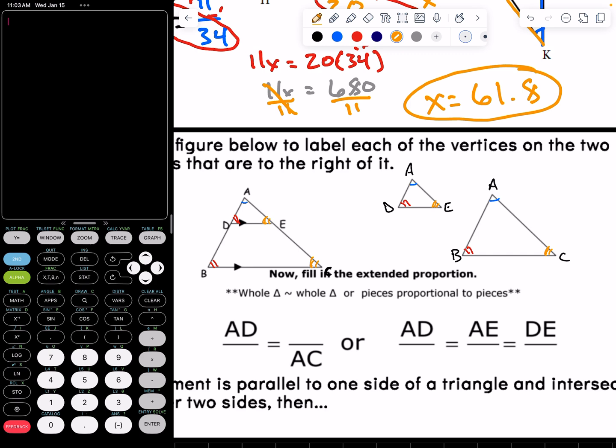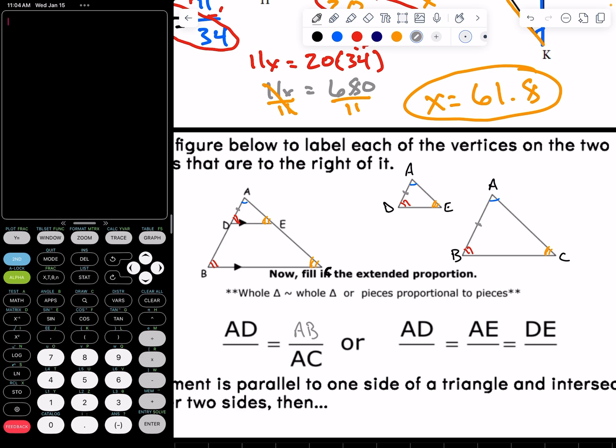When we set this up, it says now fill in the extended proportion. Whole triangle is similar to whole triangle, or pieces are proportional pieces. What does that mean? We have over here AD. Let's start with AD, which is over here on the left-hand side. AD is similar to AB, so I'm going to put those across the top.